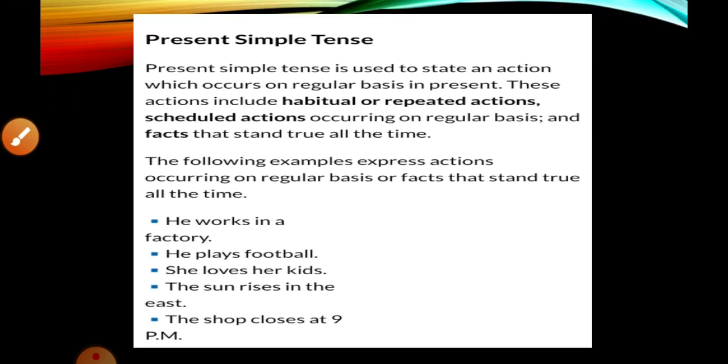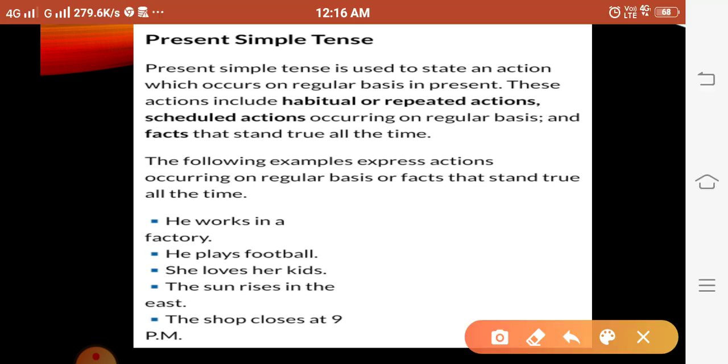Now let's talk about simple present or present indefinite tense. Present simple tense is used to state an action which occurs on regular basis in present. These actions include habitual or repeated actions, scheduled actions occurring on regular basis, and facts that stand true all the time.